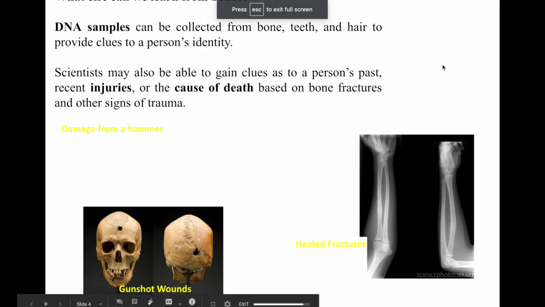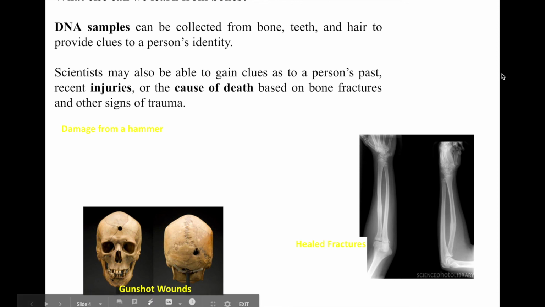Well, sometimes you can get DNA samples from bones, which you can learn a lot from. DNA can be collected from bone, teeth, and hair to provide clues to a person's identity. Scientists may also be able to gain clues as to a person's past, recent injuries, and or the cause of death based on bone fractures.